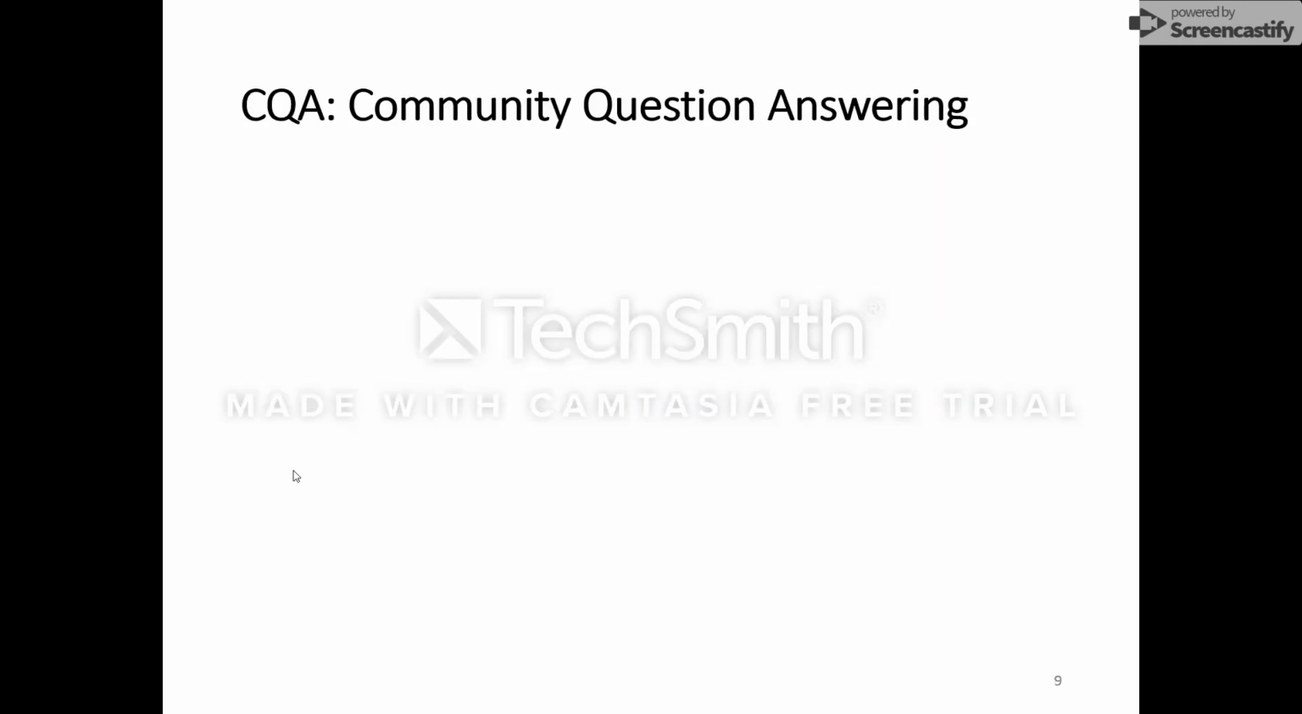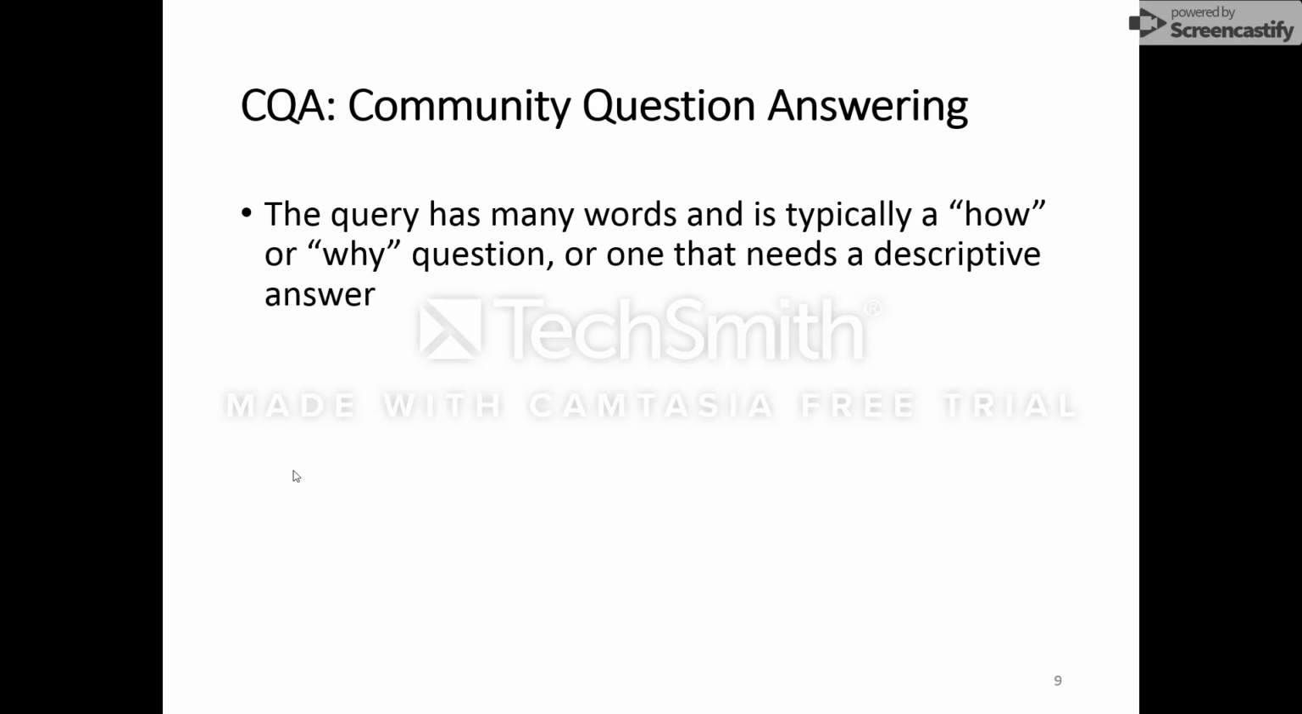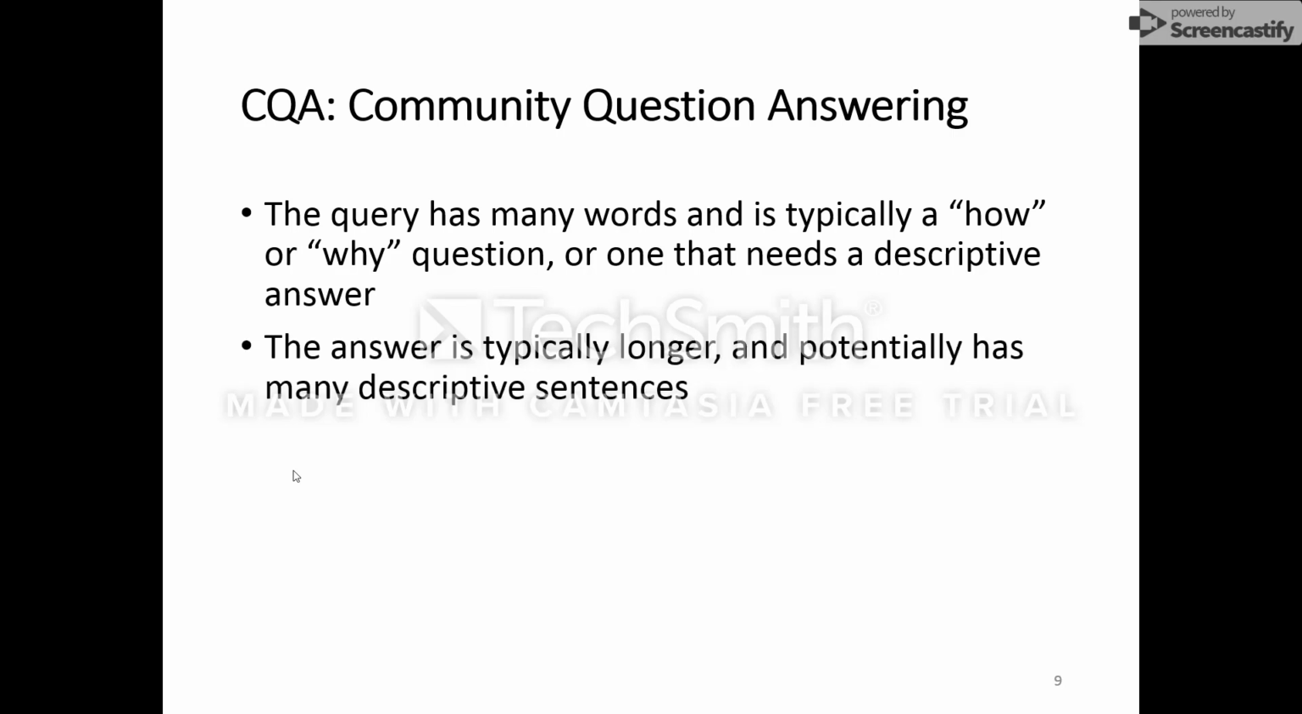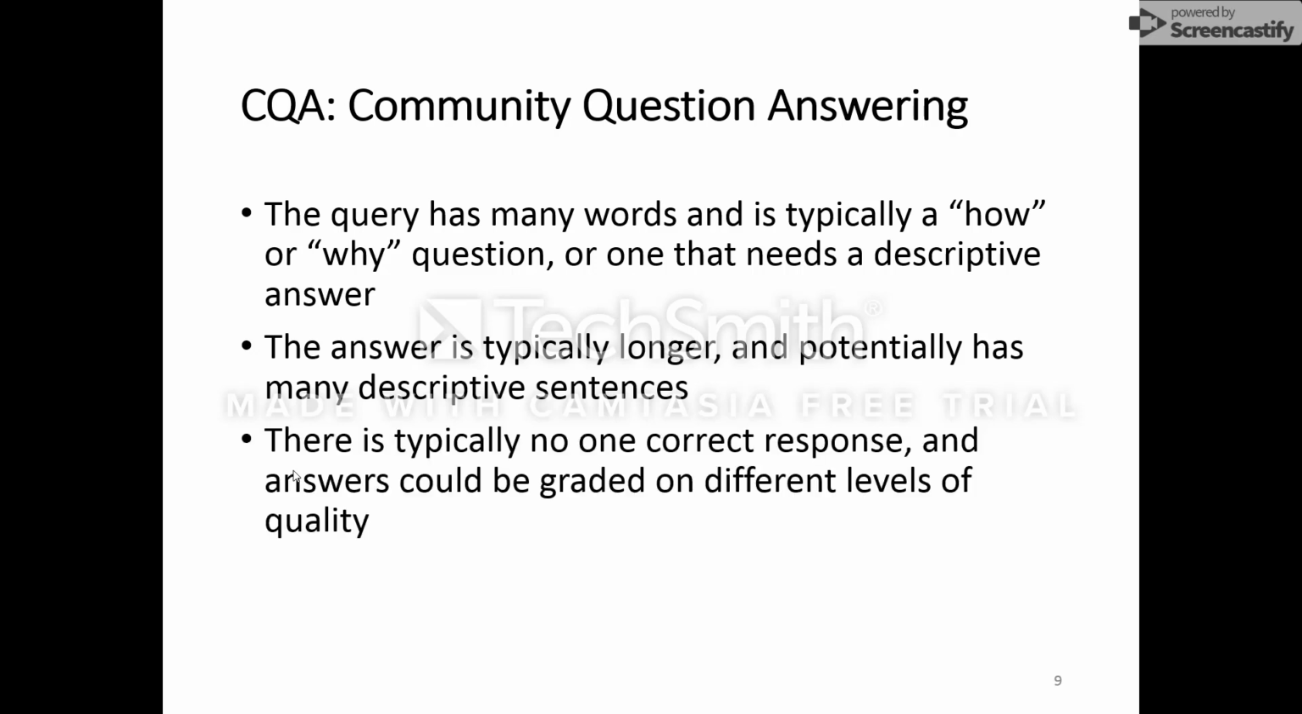Okay, so moving ahead, let's look at the core focus of our tutorial, which is community question answering systems. The community question answering systems deal with a different kind of query, which is typically a how or a why question, or one that needs a descriptive answer. And the answer is typically longer than that for factoid question answering systems, and potentially has many descriptive sentences. There is typically no one correct response, and answers could be graded on different levels of quality.